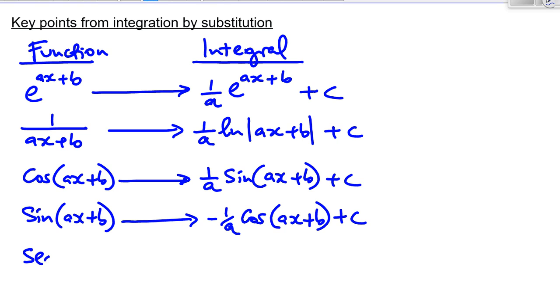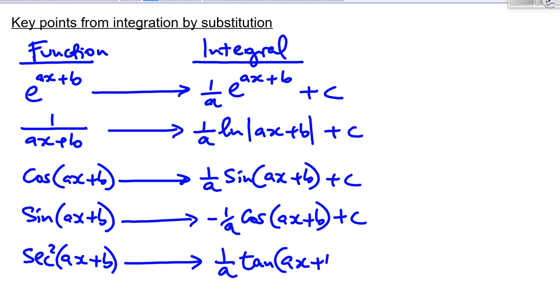If you integrate secant squared of ax plus b, you'll end up with 1 over a tan ax plus b plus c.